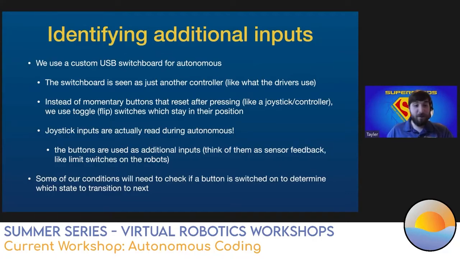And so, funny enough, joystick inputs are actually read during autonomous. That is part of the reason why during the autonomous period, they tell everyone to put their controllers down, because the robot's still reading what the joysticks are saying, even during the autonomous period. And you can read that in your code, just like any other joystick. So for our case, we're using the buttons as additional inputs. You can think of them as sensor feedback, similar to limit switches on a robot, but instead of being on the robot, they're through the driver station and transmitted over wireless. And so some of our conditions in our state machine are going to check if a button is switched up or switched on to determine what state to transition to next.